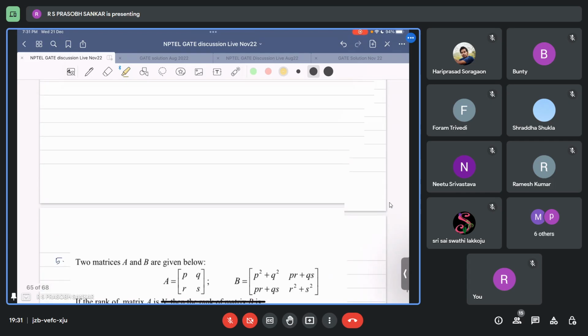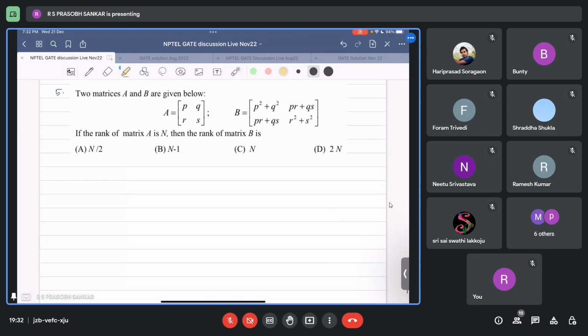Okay, this is similar to what we did, so we'll do it at the end. This is the question. Two matrices A and B are given below. We have A like PQRS and B like P square plus Q square, PR plus QS, PR plus QS, and R square plus S square. By the way, this is not related to a system of linear equations; this is the normal linear algebra. Now, the question is: if the rank of matrix A is n, then what is the rank of matrix B?